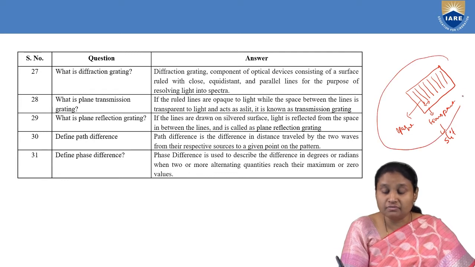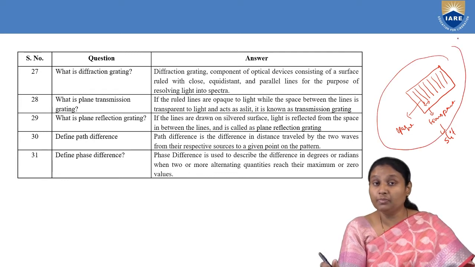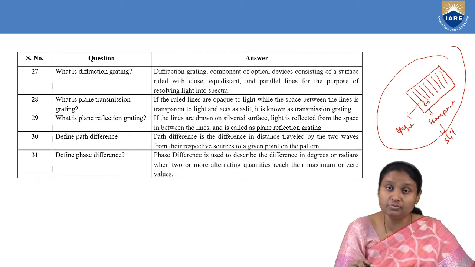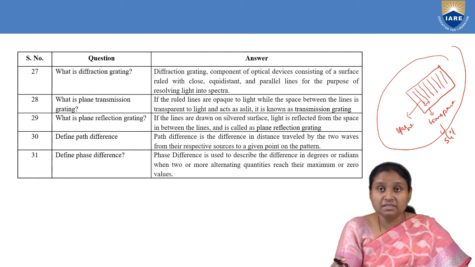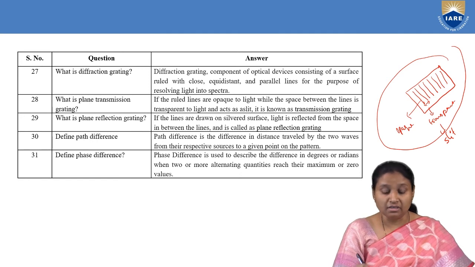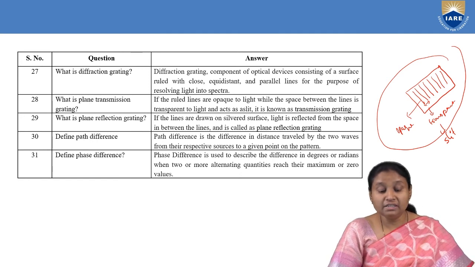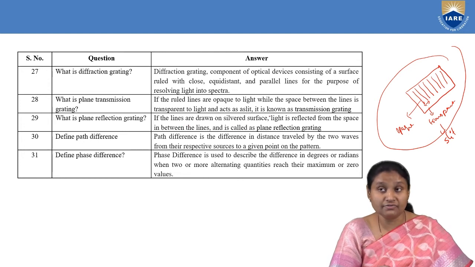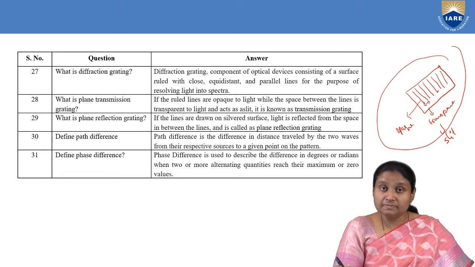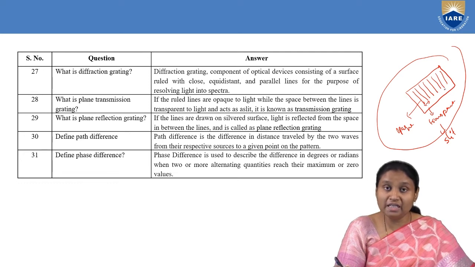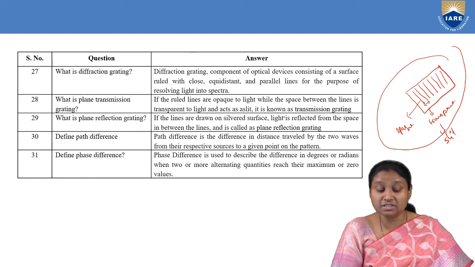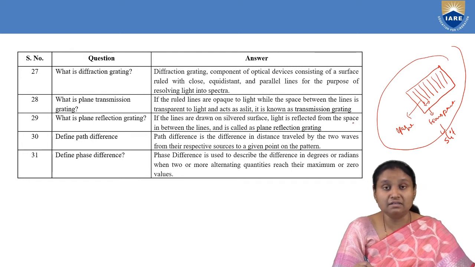Then what is a plane transmission grating? This particular construction where we take plain glass, and using a diamond point we draw rulings or vertical lines equidistant from each other, that particular setup is nothing but a plane transmission grating. Then what is a plane reflection grating? Here we are going to draw lines on a silver surface. In the case of plane transmission grating, we drew lines on plain glass, but in plane reflection grating, we are drawing lines on a silver surface, and light is reflected from the space in between the lines. That particular setup is called a plane reflection grating.